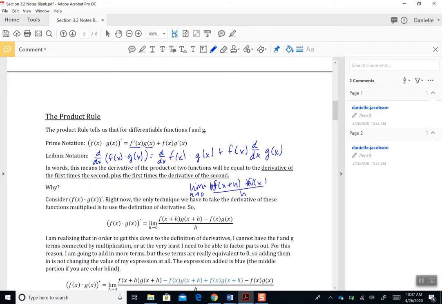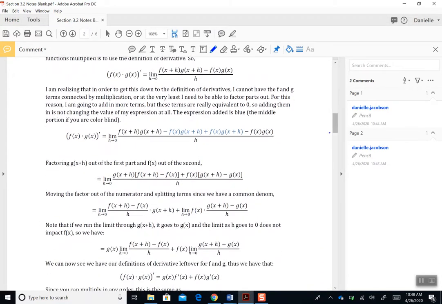All right, so now if I have f of x times g of x, I'm going to need to run f of x plus h times g of x plus h, minus f of x times g of x, through that definition of a derivative. So that's just running it through that definition. Okay, so now I know, or at least maybe I remember from section 3.1, that I want these definitions of derivative to peel out from all of the algebra I do.